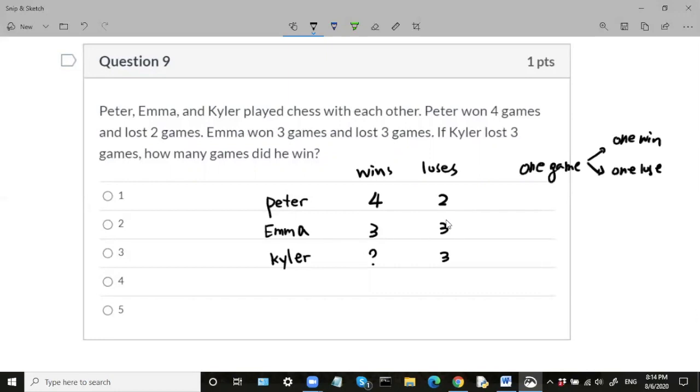Okay, so if we would have N games, we should have N wins and N losses. They should be equal, wins and losses. Okay, so here how many losses do we have? Total is 8. And the wins has to be 8 too. So Kyla must win 1 game here. Okay, so the answer is 8, 1 game.